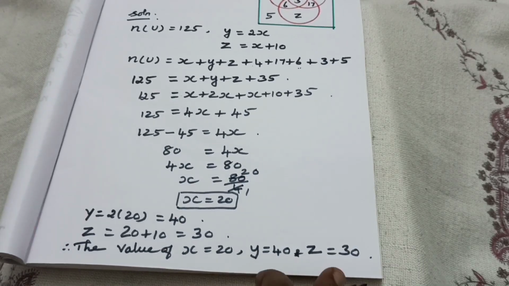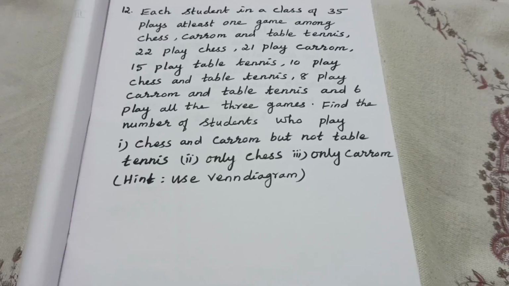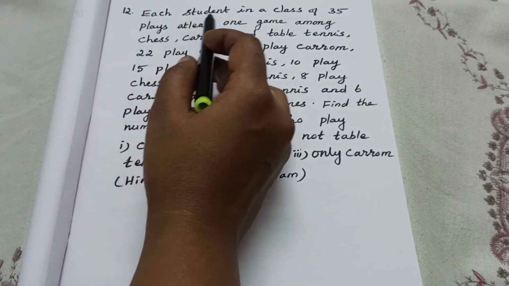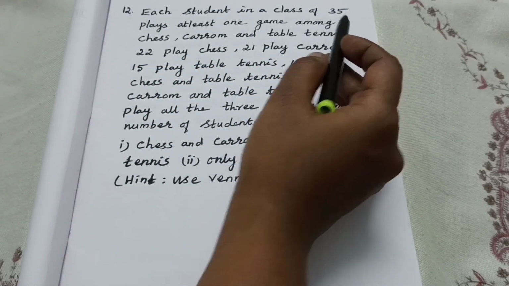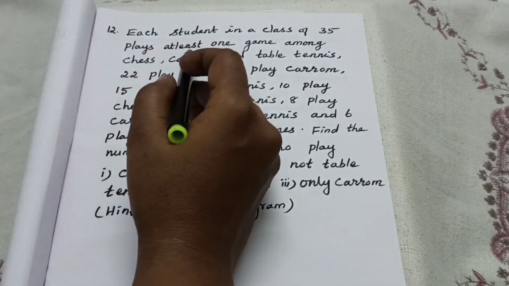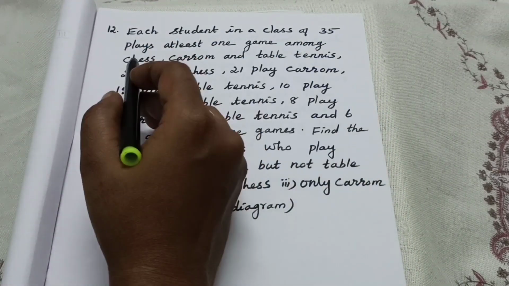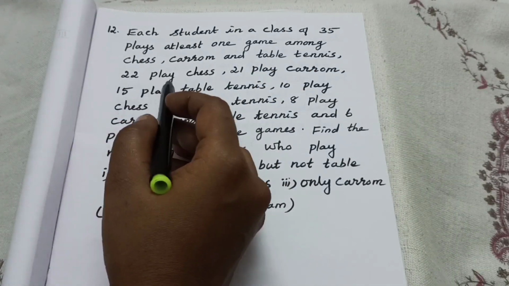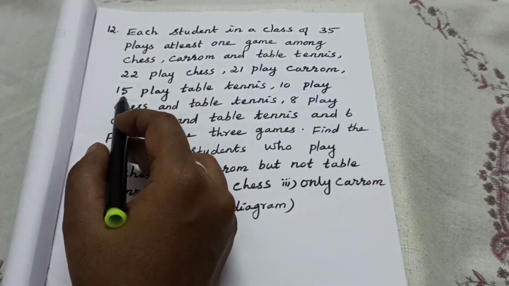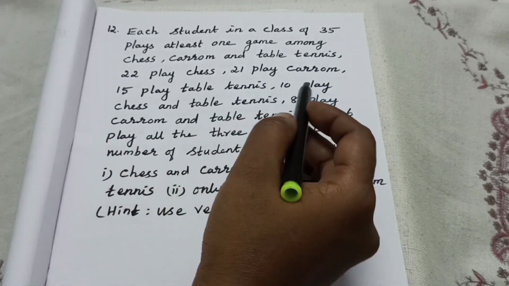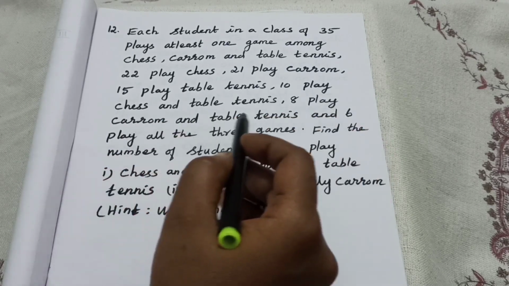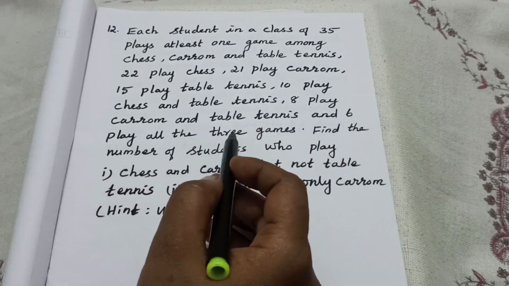Value of x, y, z, you got the answer. Have you understood? Any doubt? Next we are going to see the 12th sum. Each student in a class of 35 plays at least one game among chess, carom and table tennis. Okay. 22 play chess, 21 play carom, 15 play table tennis, 10 play chess and table tennis, 8 play carom and table tennis, and 6 play all the 3 games.